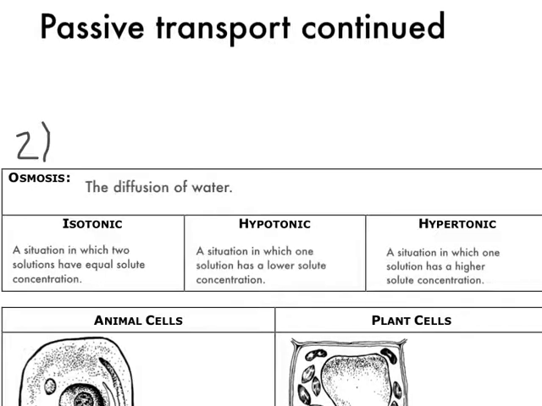Now, think about it. You can't have one of these without the other. In other words, if one solution has a lower concentration, then the other one has the higher. So these kind of go hand in hand. If you have one, you have the other. Whereas this one, they're equal, so you can have isotonic for both.